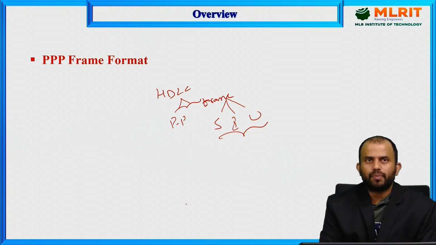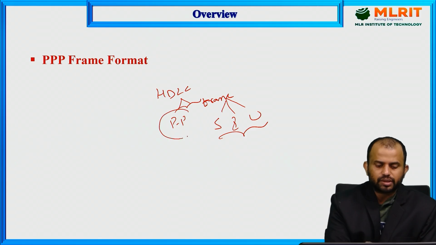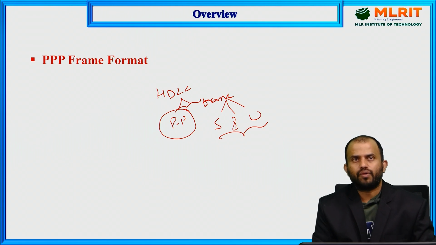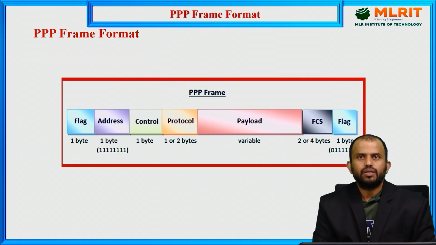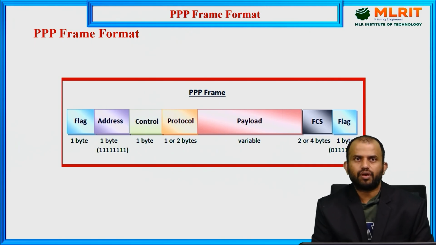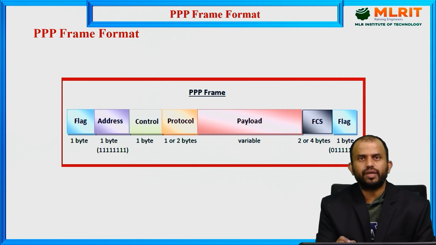In the point-to-point protocol, we are going to discuss only the frame format values. So what is the frame format we are using? That is the PPP frame format, which we call the point-to-point protocol frame format. So what is meant by the point-to-point protocol frame format? This point-to-point protocol frame format is similar to the HDLC frame format.